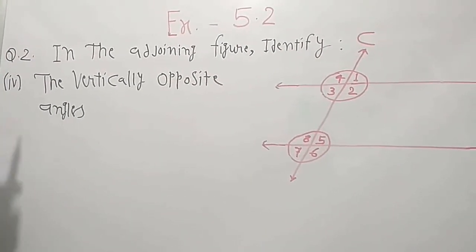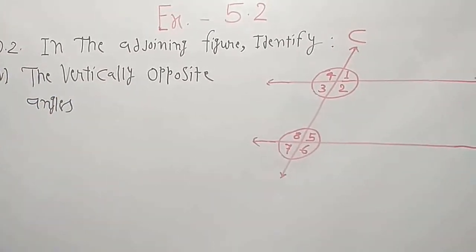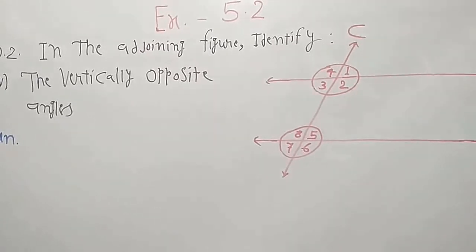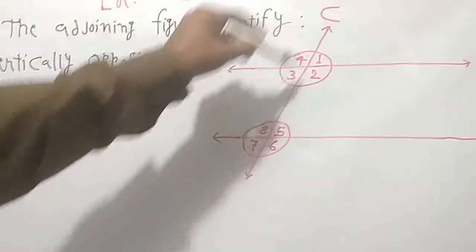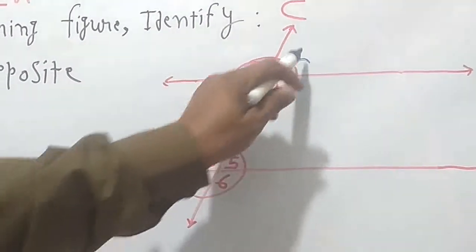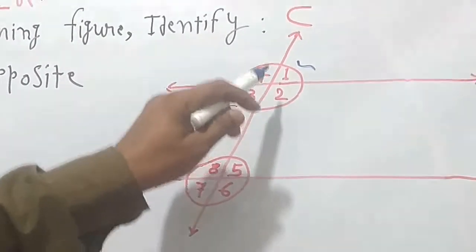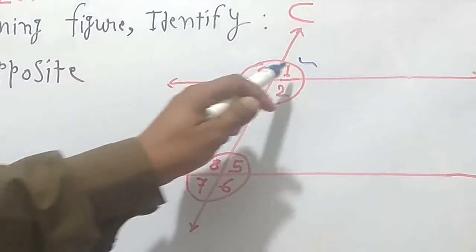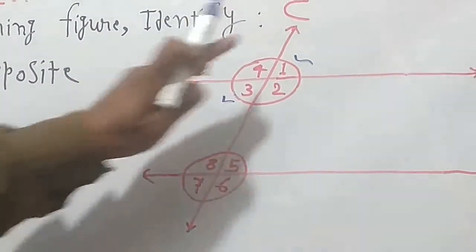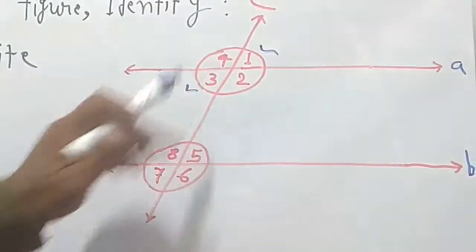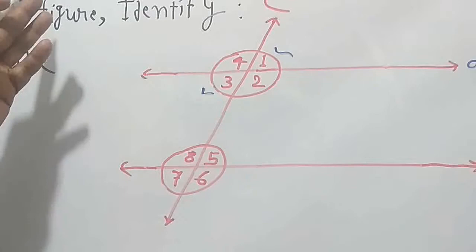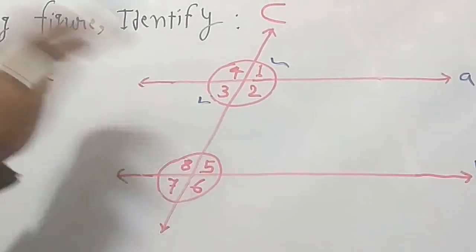Now the fourth part, the vertically opposite angles. So in the solution we can write the vertically opposite angles are, this is the transversal and this is angle 1 and this is angle 3. They are opposite angles and they are vertically opposite also, because one is situated on this side and the second one on the other side, that is this side. Their faces are just opposite to each other.